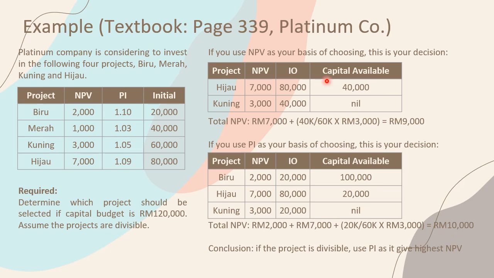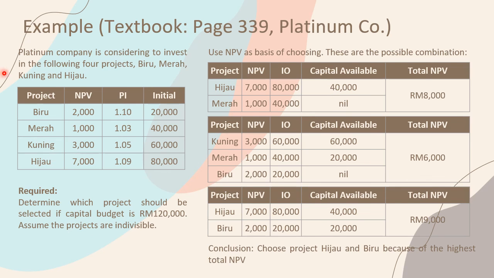So if I use NPV as my basis of choosing, I would choose a combination of projects that will give me only 9,000. However, if I use profitability index as my basis of choosing, I will choose a combination of projects that will give me a total of 10,000 NPV, which is much higher than if I use NPV. Therefore, if the project is divisible, please use profitability index as it will give you the highest NPV available.